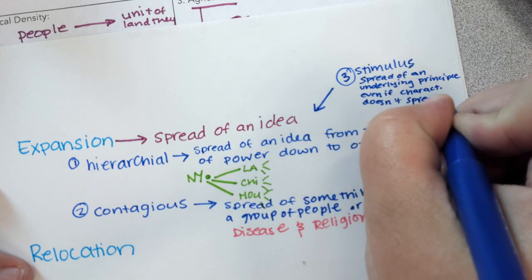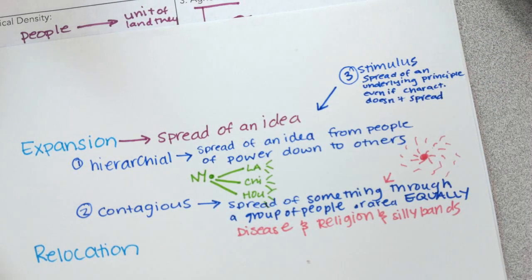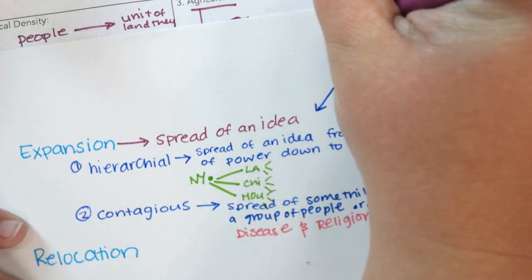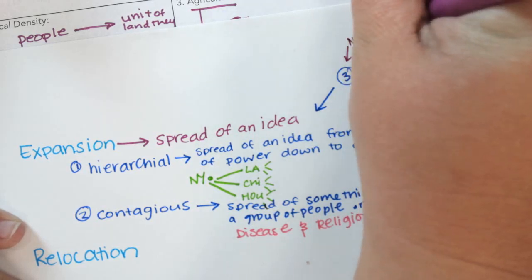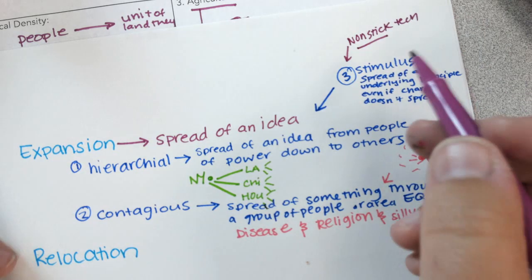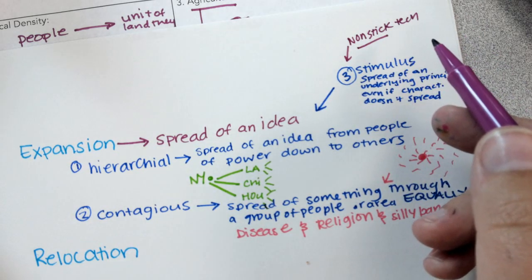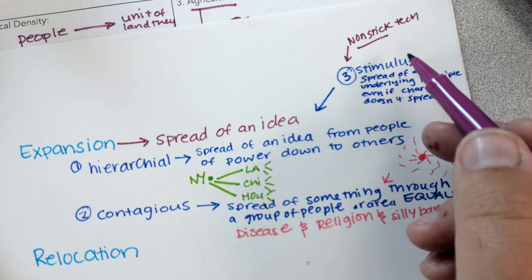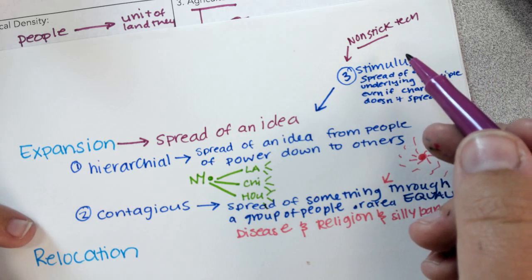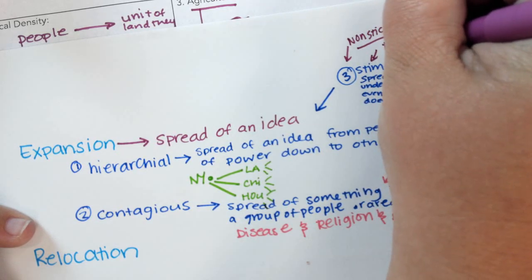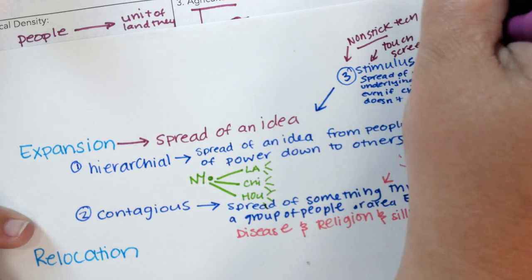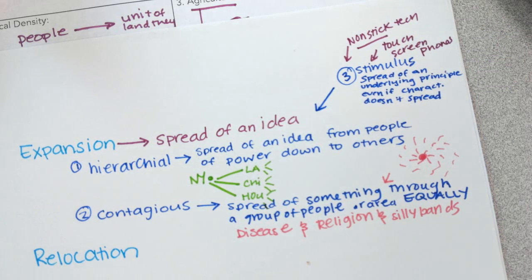And this is like non-stick technology. Non-stick technology was developed by NASA for rocket ships and then ended up being used in home cookware. Another example is touchscreen phones. So that is, to put it pretty simply, the different types of diffusion.